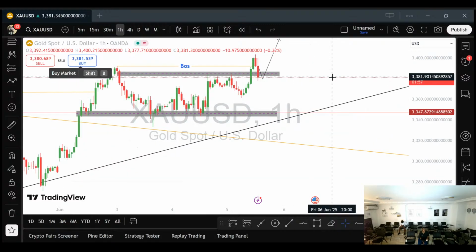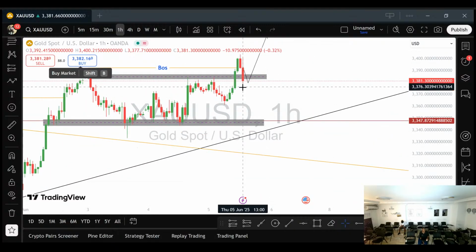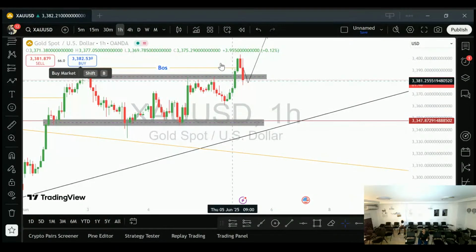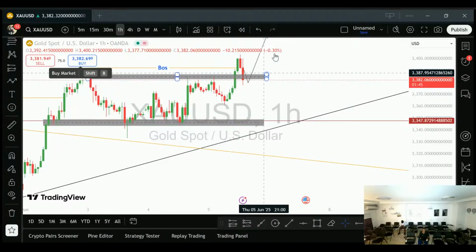Overall, I think there was a stop loss hunt. I don't know if you know what a stop loss hunt is. So it's a hunt, and this market is going to buy very well.